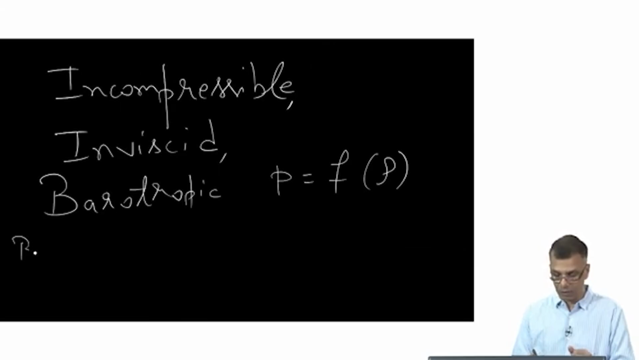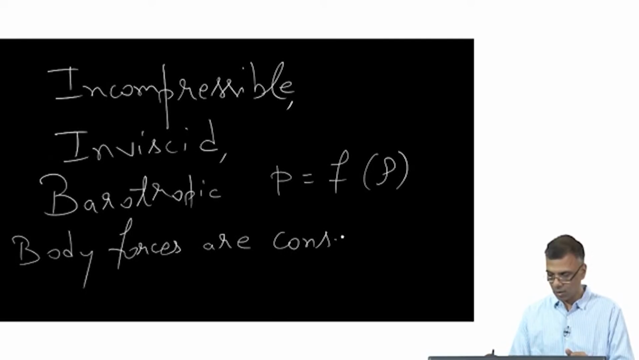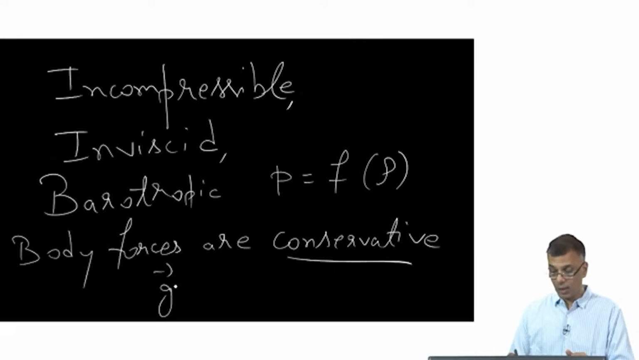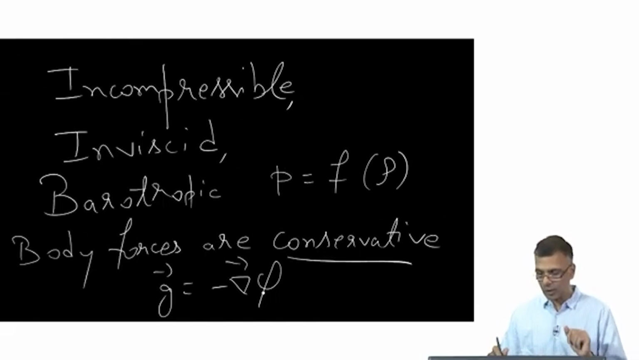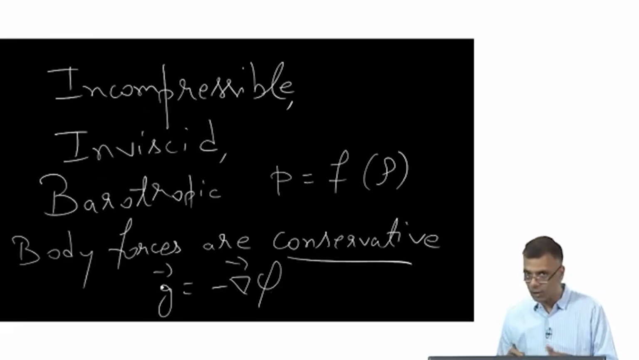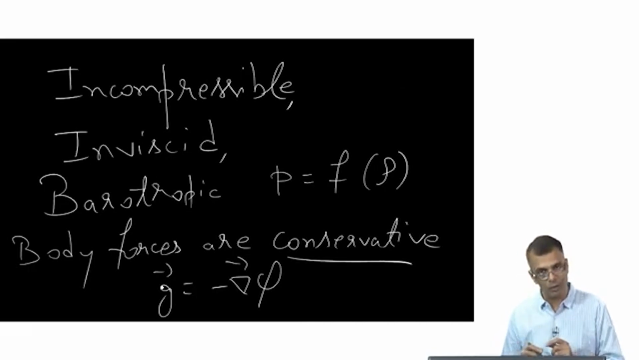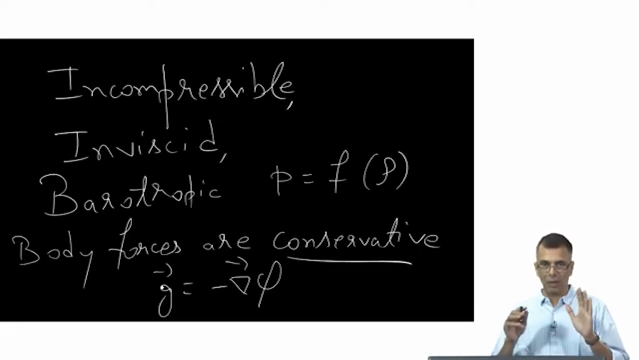Okay, body forces are conservative. In other words, if there is a body force G, it can be expressed as the gradient of a scalar potential phi. I just want to emphasize once again that this potential phi describes the body force. It's a gravitational potential, it's not the velocity potential. We use the same symbol for both, so I figured I would emphasize this.